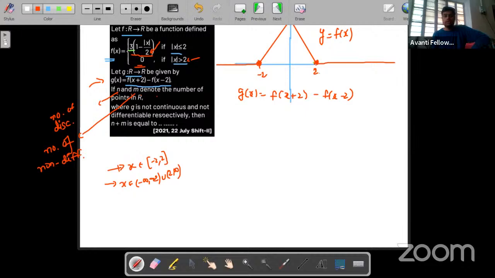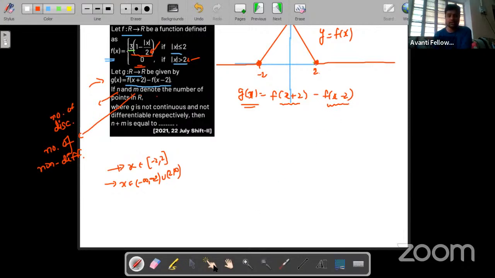Clear? So first of all, we'll find out whether the function is lifted or not. For that, first of all, we need to find out what the g(x) graph is. We have already made the f(x) graph. Can we make a graph of f(x) plus 2? And also, can we make a graph of f(x) minus 2? Yes, we can make it.